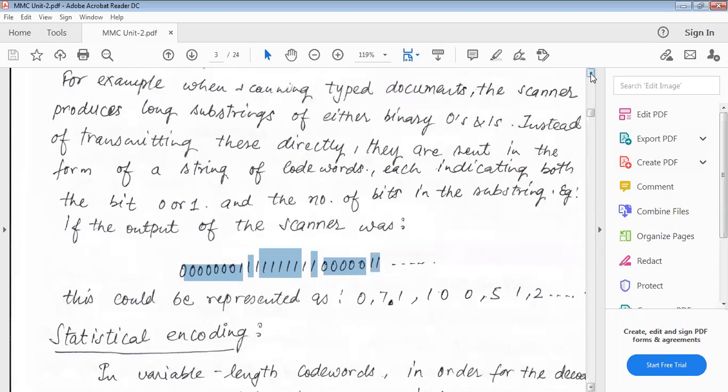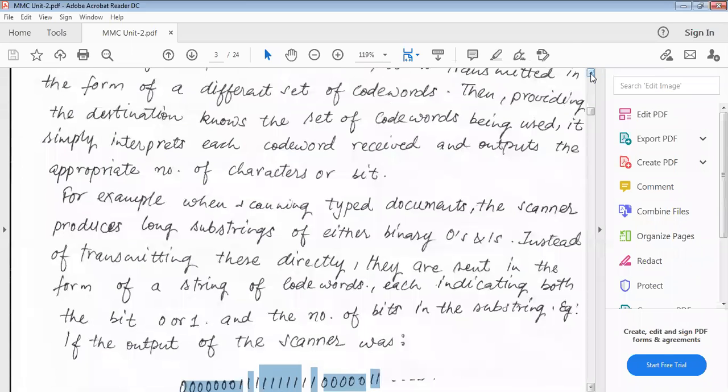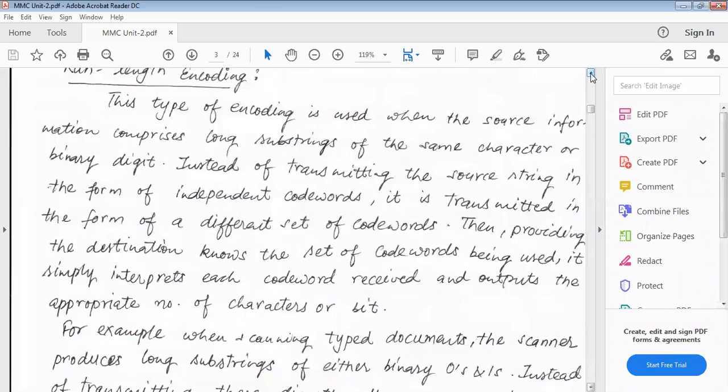This is one type of encoding principle, run length encoding. Run length encoding is used when we have long substrings of characters. Instead of sending the long substrings of characters as they are, they make single groups, like binary digits or some digits, as a pattern. What type of group they have made, that information will be shared with the destination side, so that the destination can recover that particular pattern. That is called run length encoding.